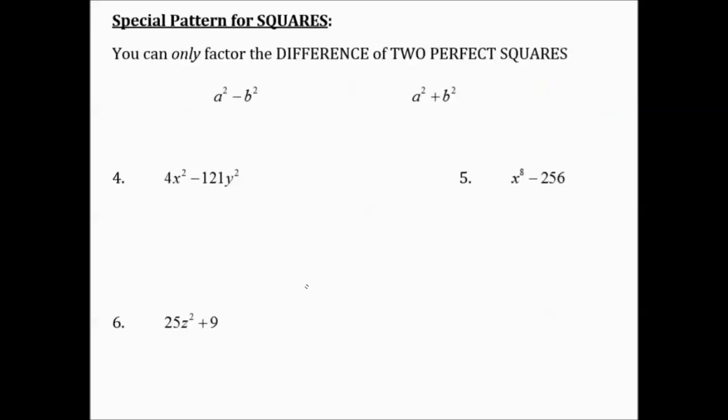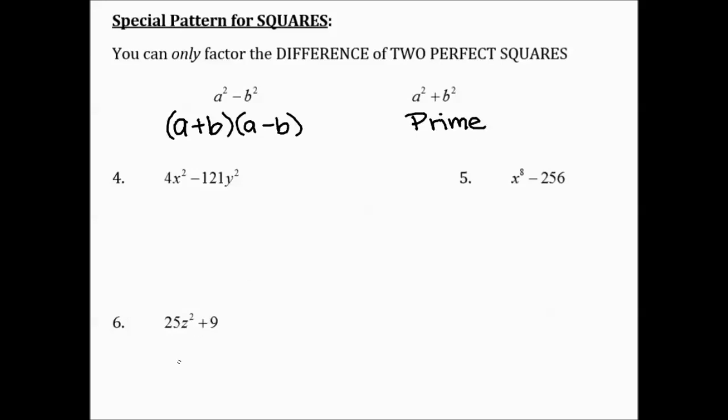Now let's look at the special pattern for squares. You can only factor the difference of two perfect squares. So if you have a perfect square minus a perfect square, that is going to factor into a plus b times a minus b. But if you have the sum of perfect squares, that is, two perfect squares added together, you cannot factor that. So we say it is prime.